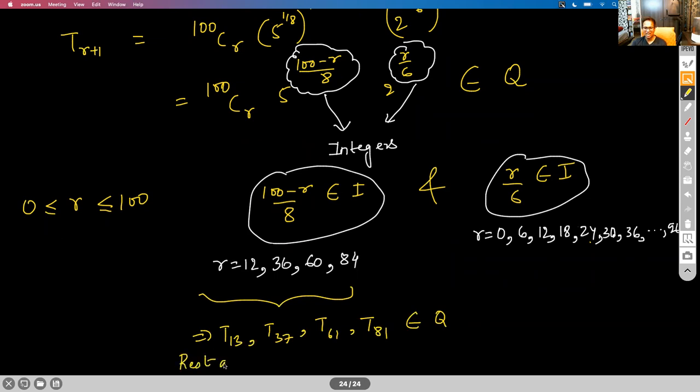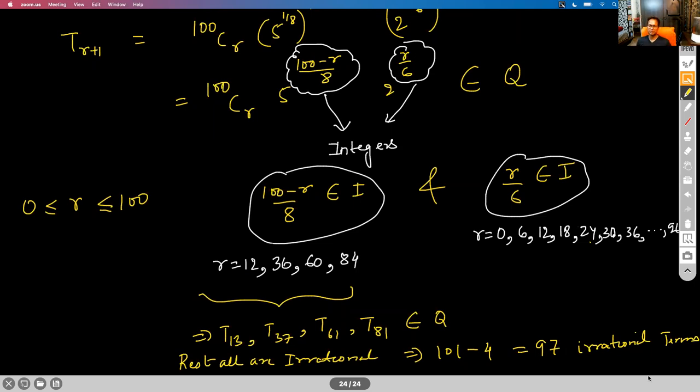The rest are all irrational. So how many will be irrational? That means 101 minus 4, because only four of them are rational. So 97 irrational terms will be there. Is it fine? This is the type of question that you are expected to deal with in your competitive exams. Any questions you have on the solution of this particular problem, please definitely ask.